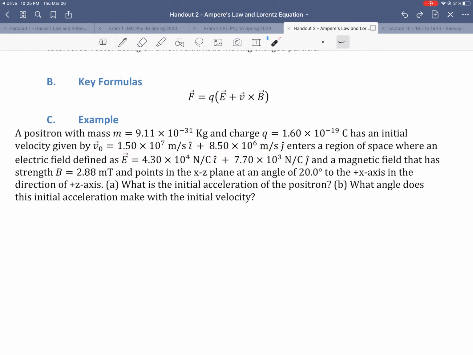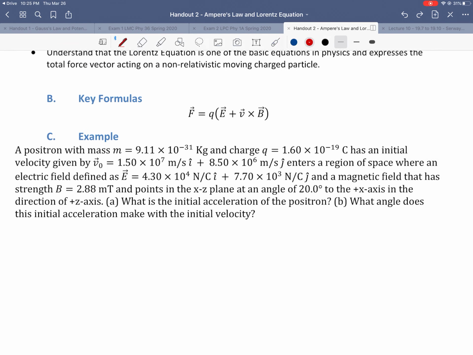We're given its initial velocity, quite fast, so it's a very small particle. It enters a region of space, which is where the situation starts, with an electric field E pointing in this direction, and a magnetic field that has this strength and points in the xz plane at a particular angle, so you have to find the components. Then the questions are: what is the initial acceleration of the positron, and what angle does this initial acceleration make with the initial velocity?